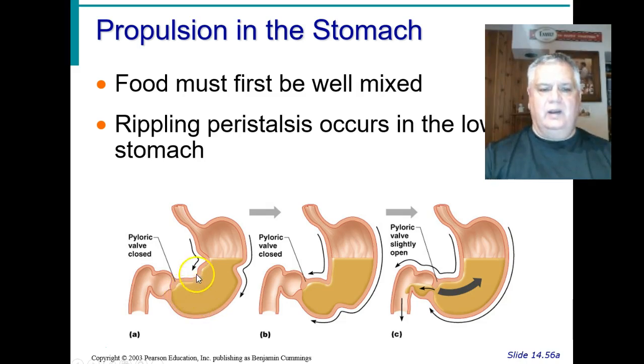So here's a diagram that shows what happens. Here we have our liquefied food, and we get our rippling peristalsis, and that pushes the liquid on toward the pyloric valve right here. At this time, the pyloric valve is closed, but peristalsis forces the liquid to push against that valve, and the valve automatically opens up for just a split second, and it allows a small amount of chyme to enter into the small intestine.